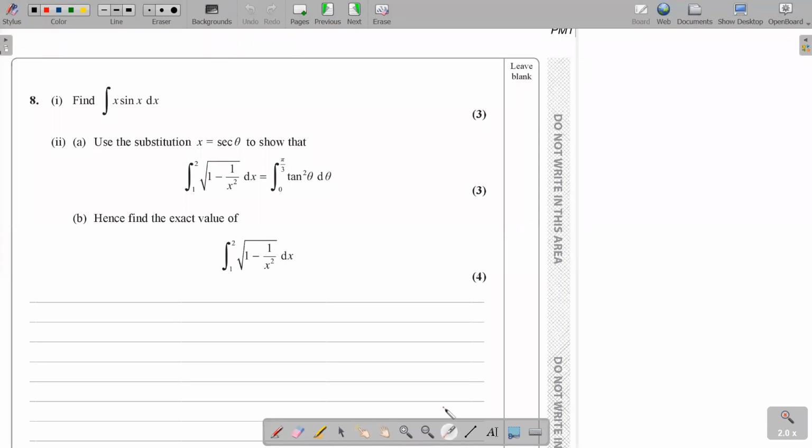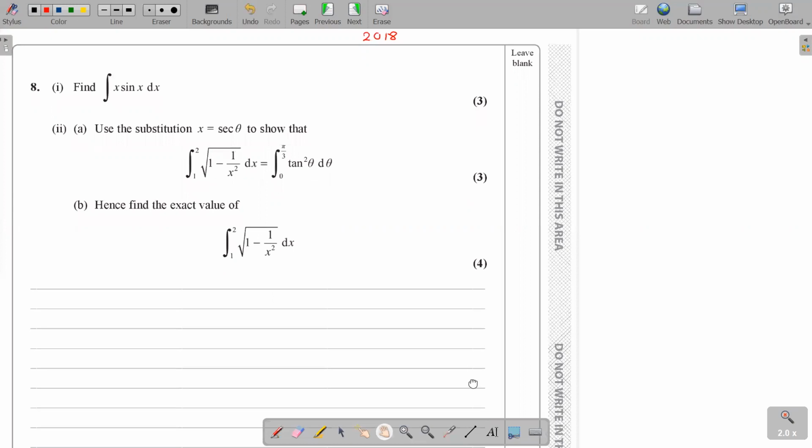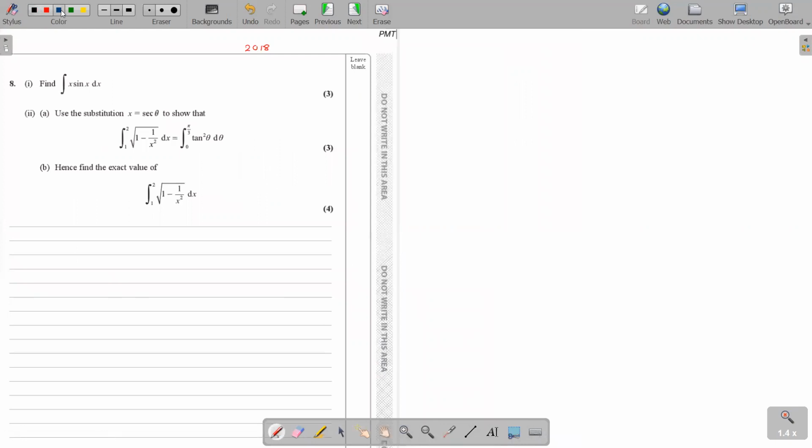Okay, so now I will be discussing questions related to integration. This is from the 2018 October November paper, integration question number 8. In Roman number 1, they are asking us to find the integration of x sin x. So when you see integration of x sin x, how does that work?